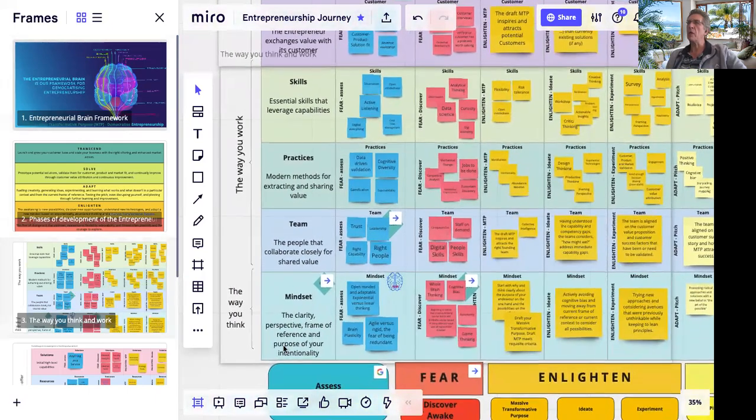We see the pathways as, on the one hand, the way you think and work, and that's really about getting the mindset right, getting the team right with the people that collaborate closely for shared value, getting the practices right with modern methods and extracting and sharing value, and then the skills that are essential to leverage the right capabilities. So that's the first set of pathways that are about the way you think and the way you work.